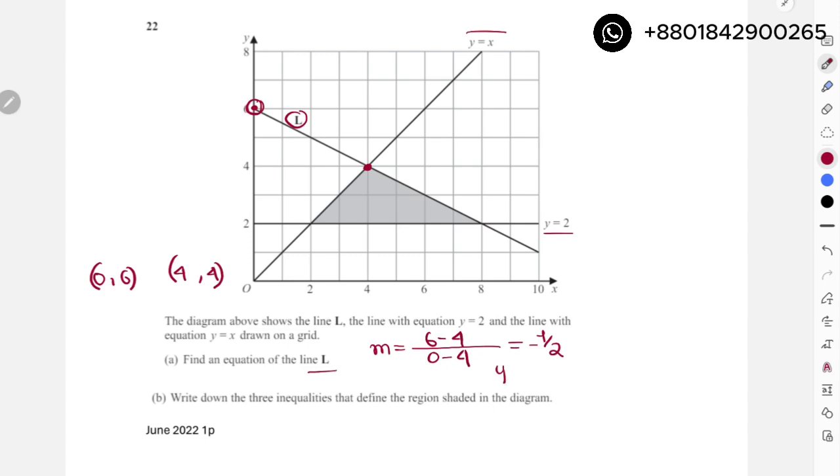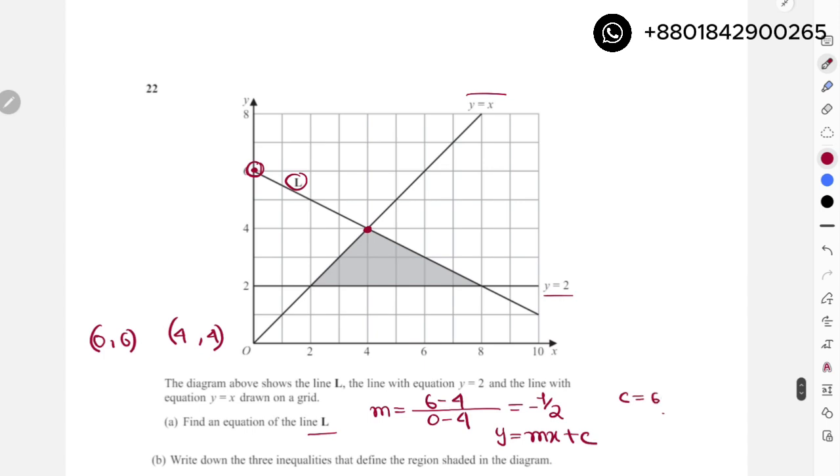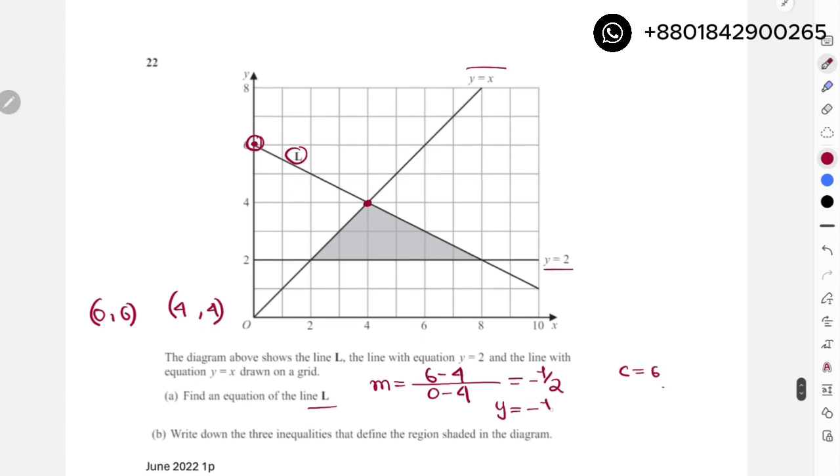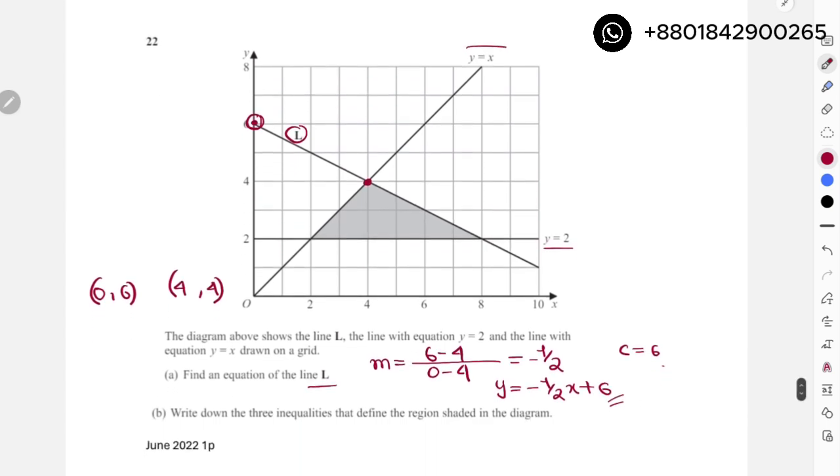So from the basic equation, y equals mx plus c, where m is the gradient and c is the y-intercept. m is negative half, c is positive 6, which we can see from the graph already. So it will be y equals negative half x plus 6, right? So this is the equation for L. After this, you have to find out the region. I mean, write down the inequalities for the region.